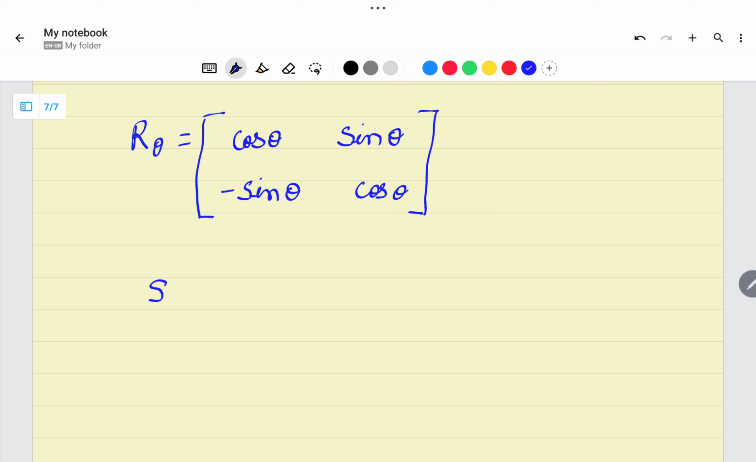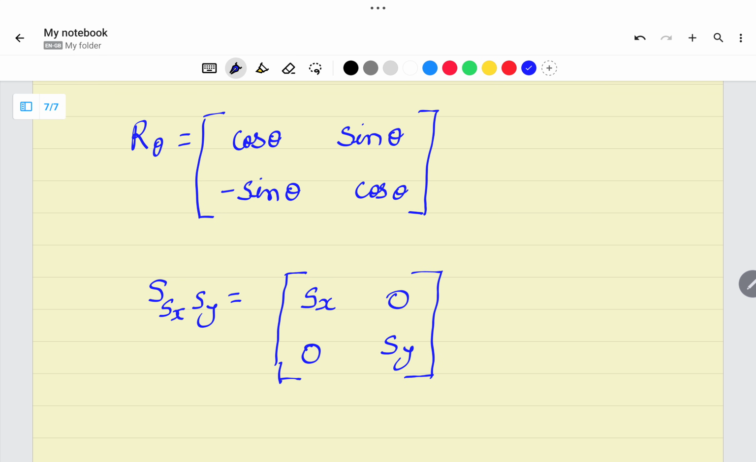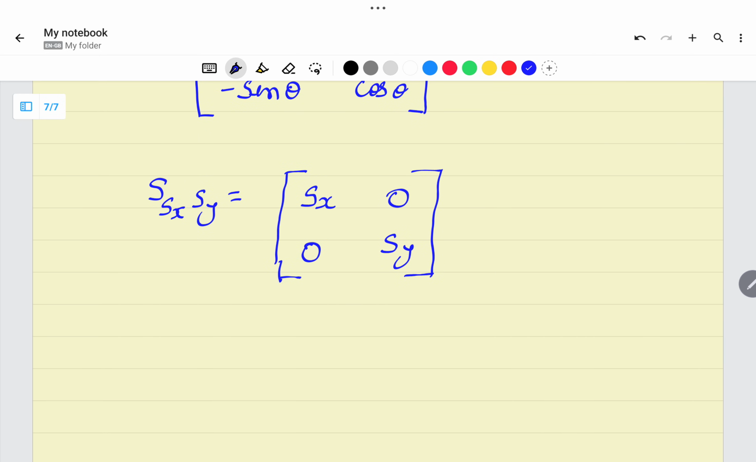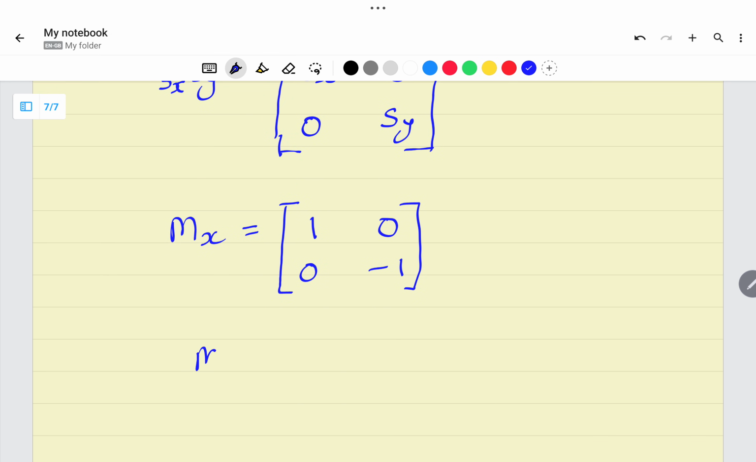Then scaling. It is represented by a matrix Sx 0, 0 Sy. Then mirror reflection about X. The matrix form is 1, 0, 0, minus 1. Mirror reflection about Y. Matrix form is minus 1, 0, 0, 1.